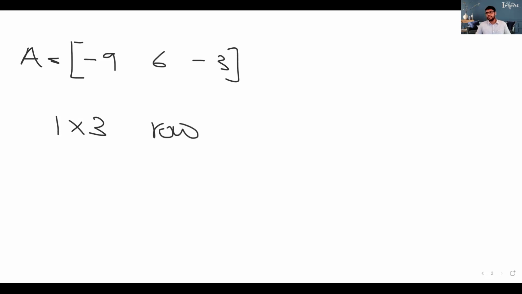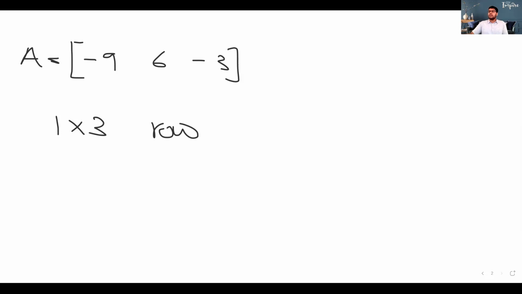A row matrix, right? Also, children, for matrices, you may see square brackets. That is also correct, right? So don't panic if you see square brackets, because some people write matrices in square brackets. Even I write square brackets, right? But mostly in your books, you will see normal brackets for matrices. Any bracket is okay, children. Don't worry about the bracket.